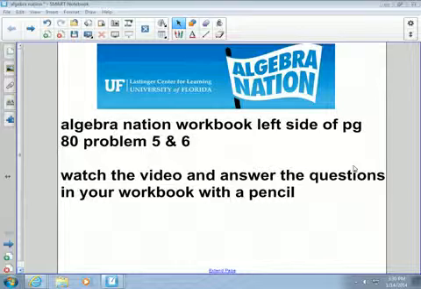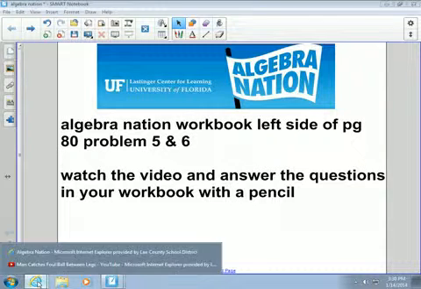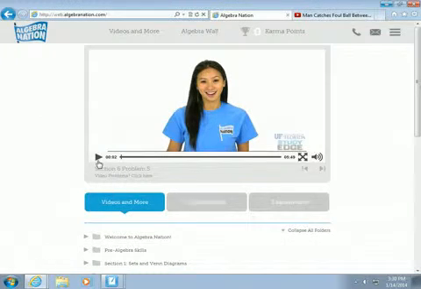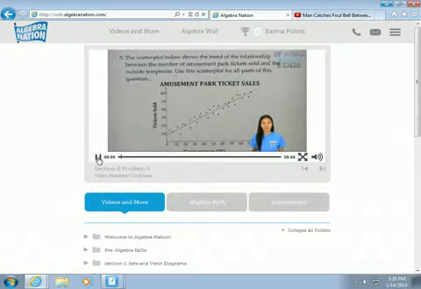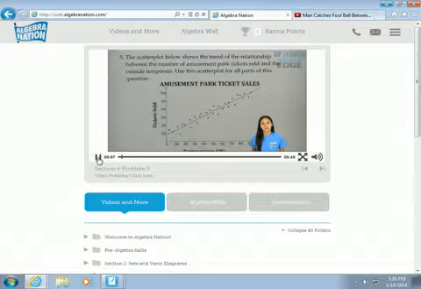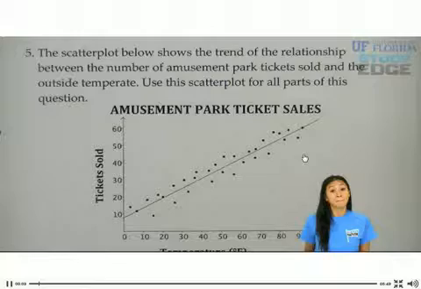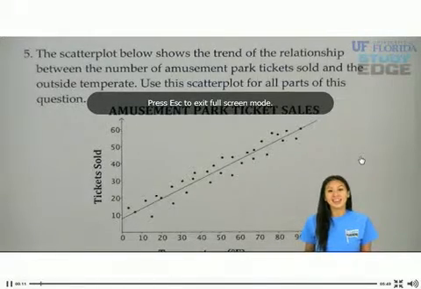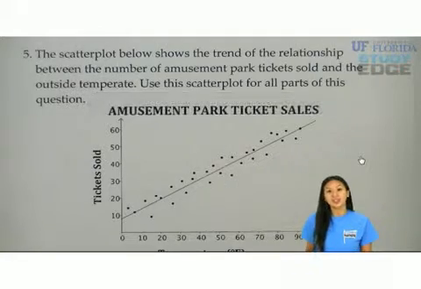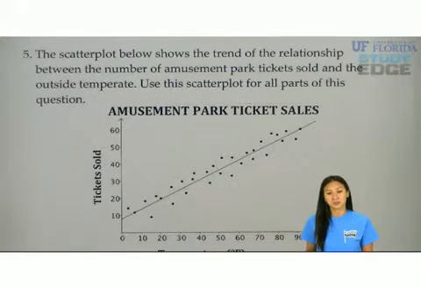We will do all of page 80, problems 5 and 6. Alright, let's look at this problem about amusement parks. The scatter plot below shows the trend of the relationship between the number of amusement park tickets sold and the outside temperature. Use the scatter plot for all parts of this question.